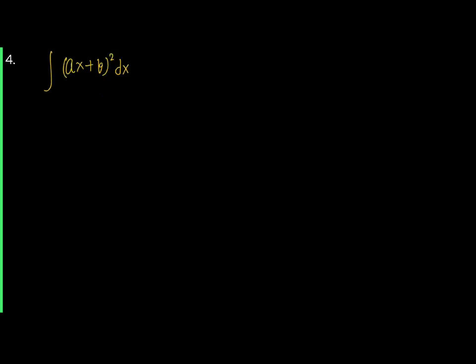Now we have to find the integral of ax plus b entire square. To solve that, I can write I as the integral of ax plus b entire square. So I can write it as a square x square plus b square plus 2 times ax into b.